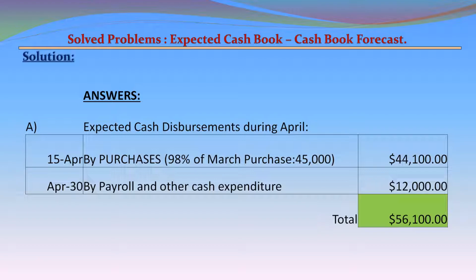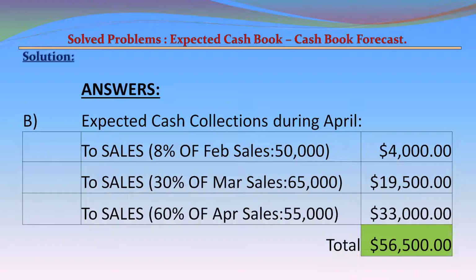A. Expected cash disbursement during April. 1. Purchase of March purchase 45,000, 98% of March purchase, 44,100, we are going to pay in April, and by the end of the month payroll and other cash expenditure 12,000 also we are going to pay. So total 56,100 is the cash disbursements during April. Answer to requirement B. Expected cash collection during April.